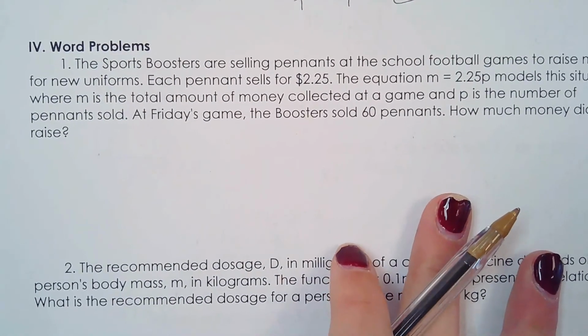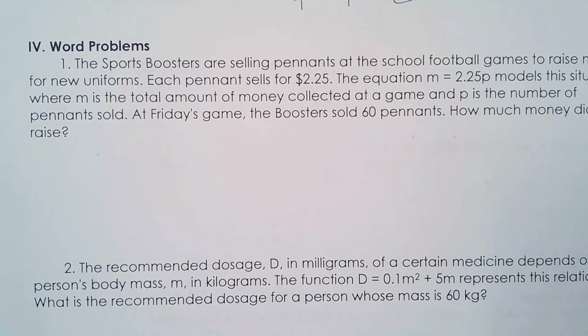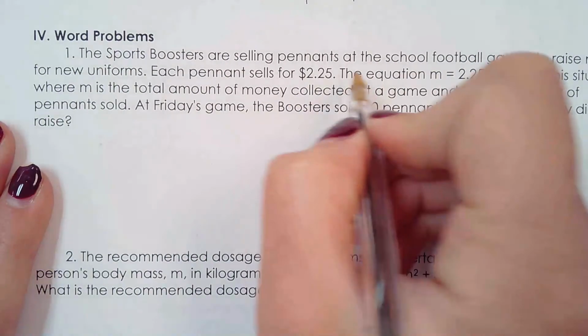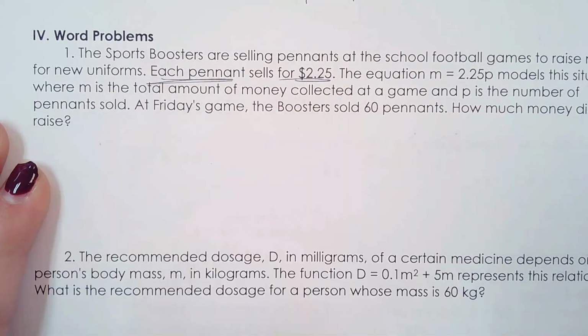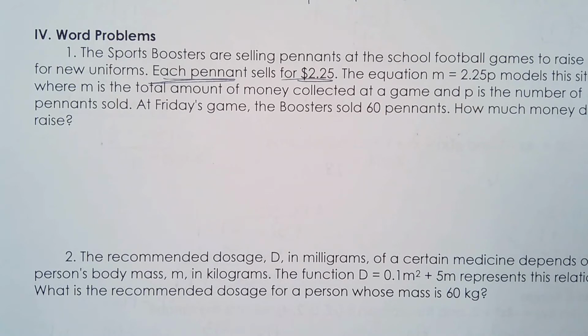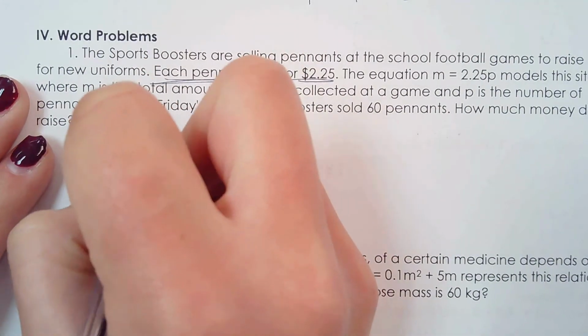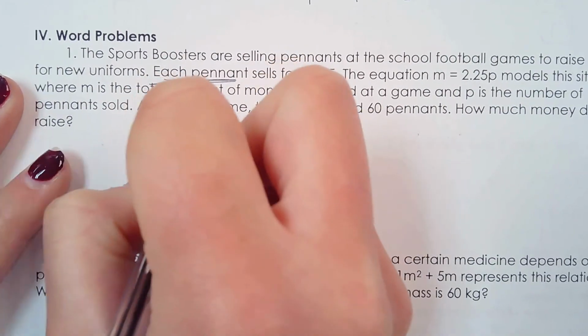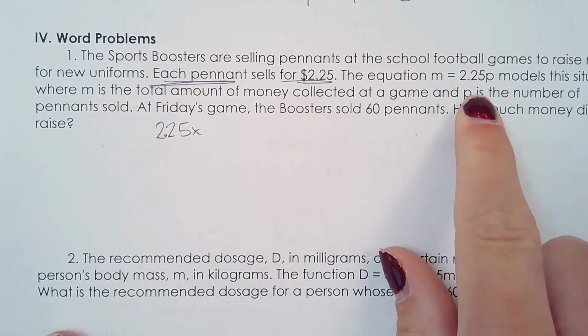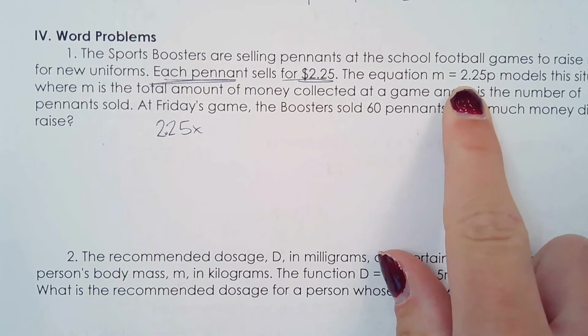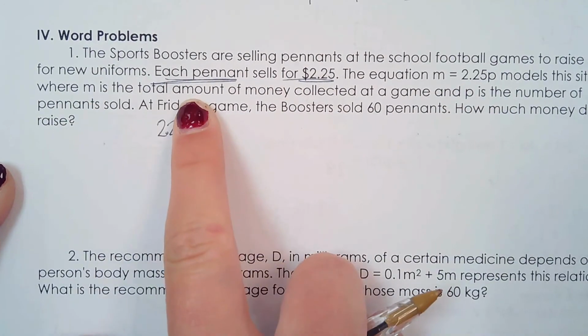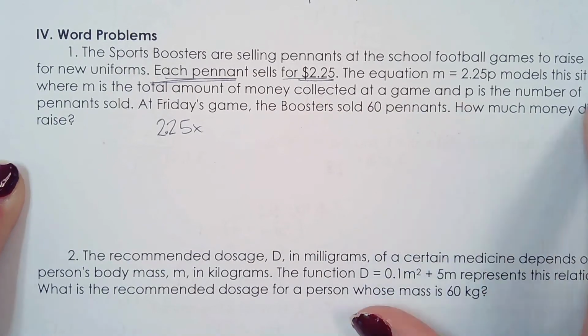For the first one, it says that the sports boosters are selling pennants at the school football games to raise money for new uniforms. Each pennant sells for $2.25. So how do you think we're going to write that? 2.25x. What word tells you times there? Each, exactly. So they sell for 2.25x. The equation N equals 2.25P models your situation, where N is the total amount of money at a game and P is the number of pennants sold.